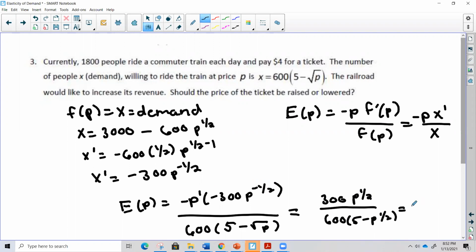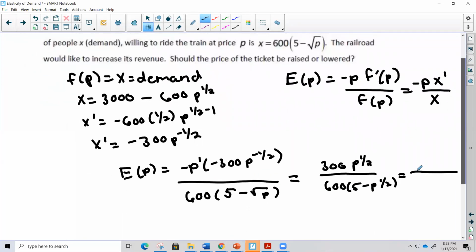And the one other thing I could do to simplify is the 300 and the 600. I could divide those. So I would get P to the 1/2 in the numerator, and 300 over 600 reduces to a 2 in the denominator, because 600 divided by 300 is 2, but it goes wherever the bigger number is. And so you could leave it like that, or you could distribute the 2, and you would get 10 minus 2P to the 1/2.